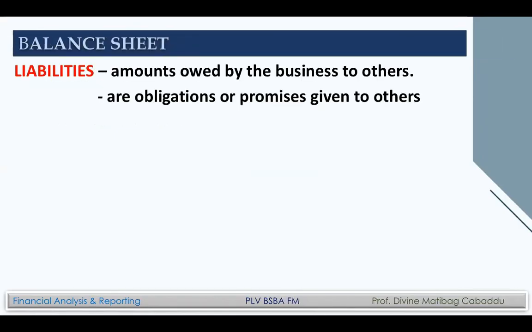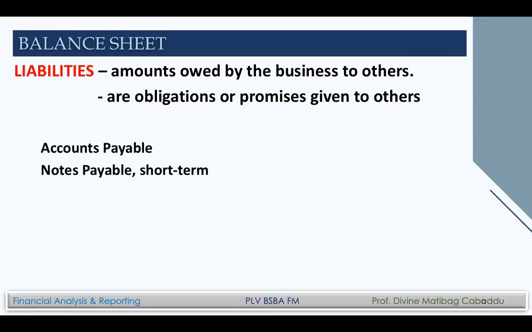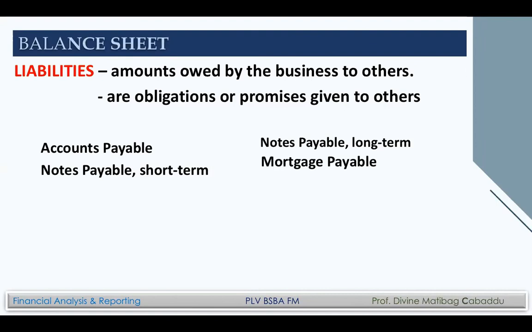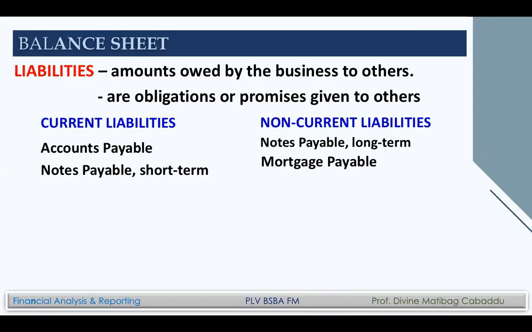Now, liabilities naman, these are amounts owed by the business to others. These are obligations or promises given to others. Ayan, company nyo naman ang may utang. Alright? So example of which, accounts payable, notes payable, or those, for example, bank loans payable within a year or within the normal operating cycle of the business. And of course, pag mga notes payable naman, long-term and mortgage payable, that will be part of your non-current liabilities.